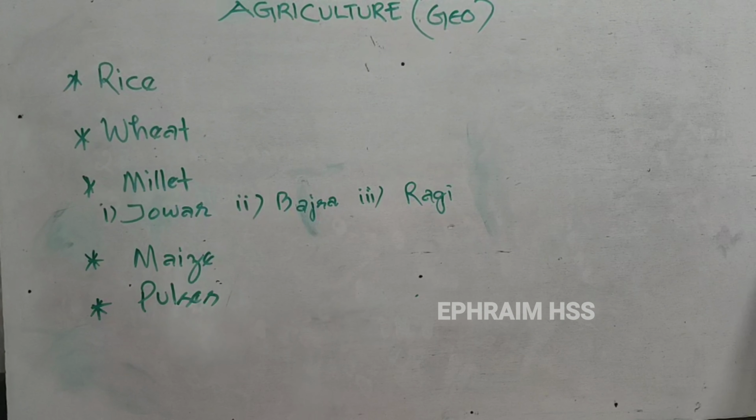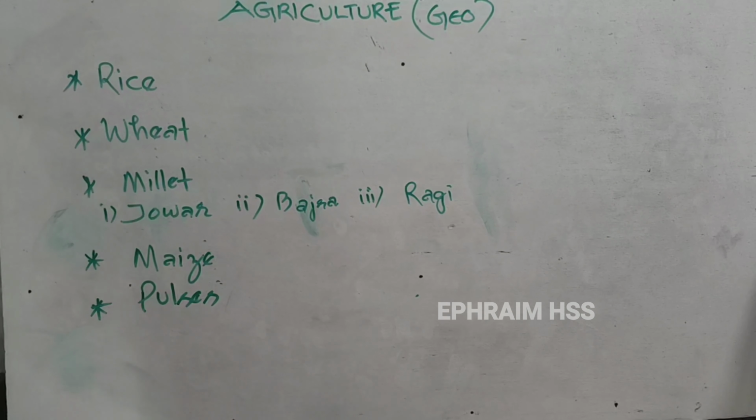The next one, that is pulses. India is the largest producer as well as the consumer of pulses in the world. And the crops included in pulses are beans, lentils, food grains such as grams, and dals such as moong, masoor, tur, and urad dals.